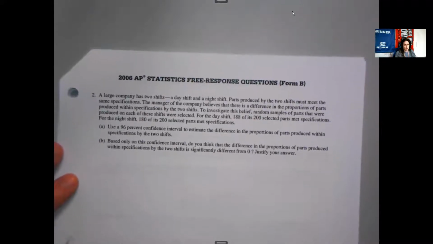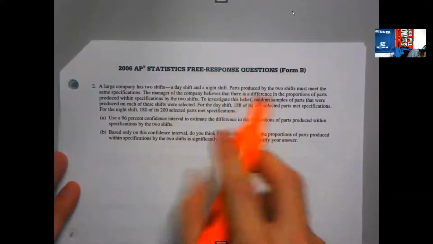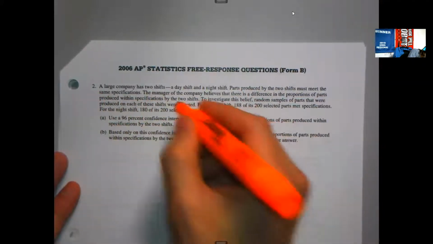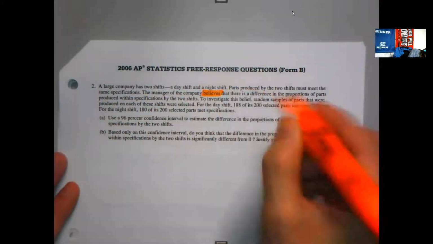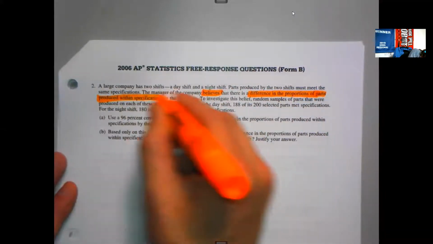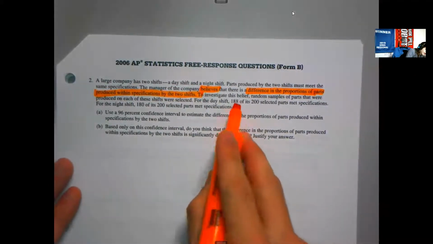Take a look at the key. More detail on state, plan, do, conclude. This is a very similar problem. Two shifts, a day shift and a night shift. Parts produced by the two shifts meet the same specs. The manager of the company believes there is a difference in the proportions of parts produced within specification for the two shifts. Okay. For the day shift, 188 out of 200.